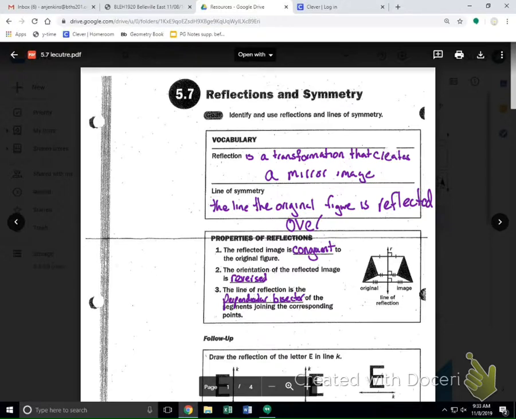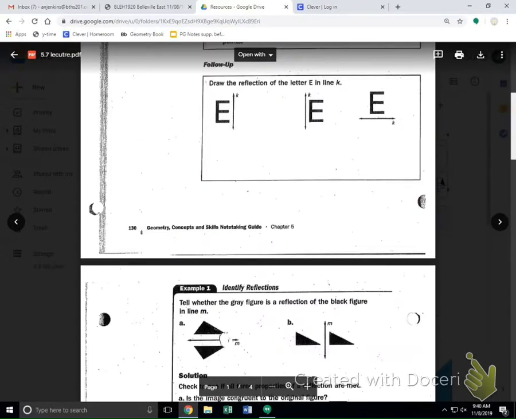So our follow-up question is what I'm going to scroll up to. Is anybody still writing this page? Okay, I'm going to give you a second. So the first one says draw the reflections over line K. So a reflection here is going to be as if this was the mirror. And so for it to be reflected, we're just going to copy it in the reverse way.